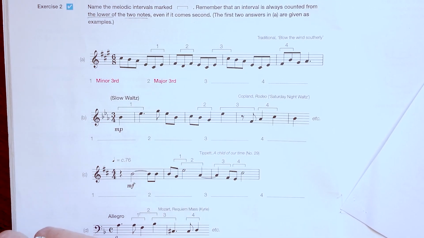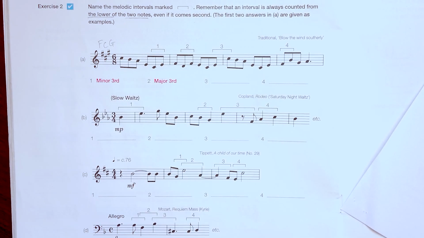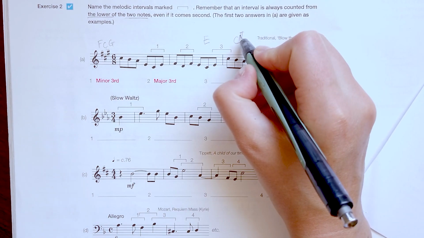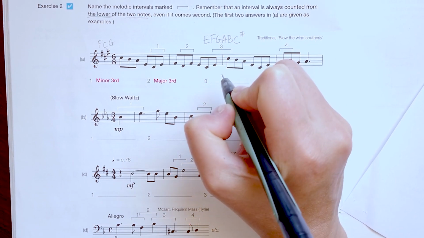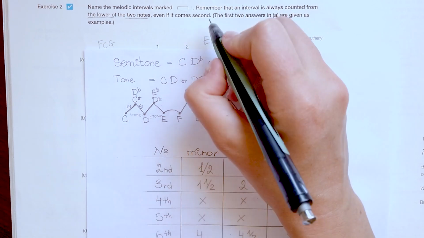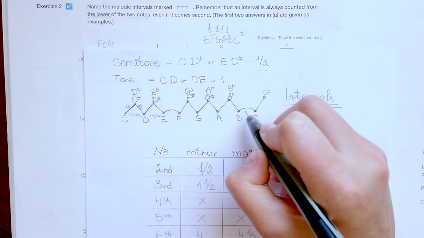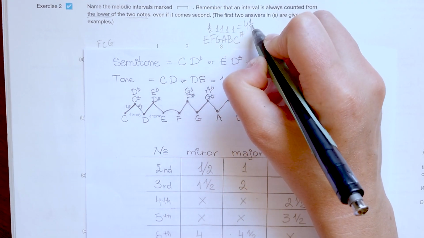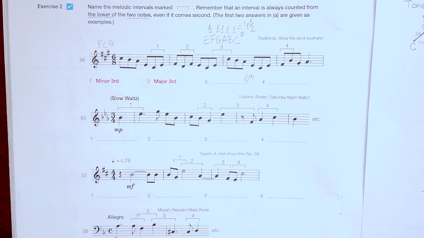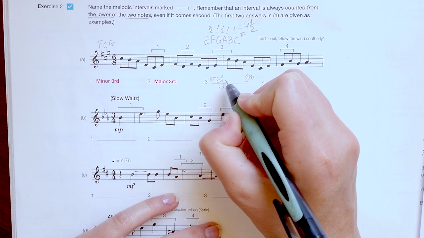So we count anyway from the lower to the upper note. And first we check the key signature. We have E and C. C sharp should be. We write the notes in between. And we count: E to F is the semitone, F to G is the tone, G to A tone, A to B tone, B to C sharp is tone, and altogether 4.5. So the number is 6. The 6th, which makes for us 4.5 tones, is major.